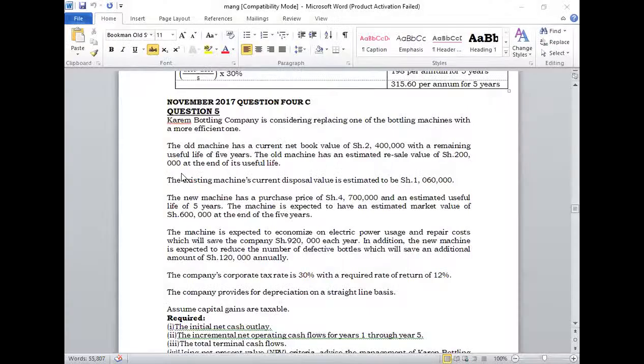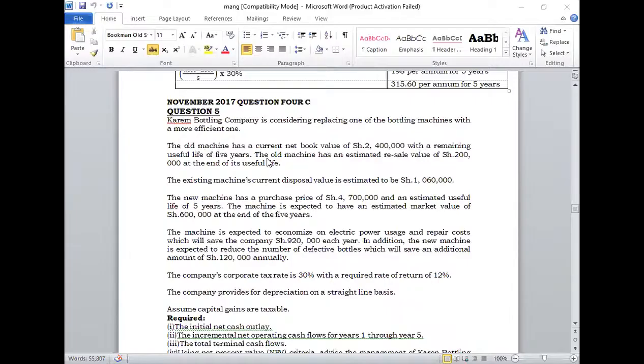On page 102, we are told a bottling company is considering replacing one of its bottling machines with a more efficient one. The old machine has a current net book value of 2.4 million with a remaining useful life of 5 years. It has an estimated resale value of 200,000 at the end of its useful life. The existing machine's current disposal value is estimated to be 60,000. The new machine has a purchase price of 4.7 million and an estimated useful life of 5 years.